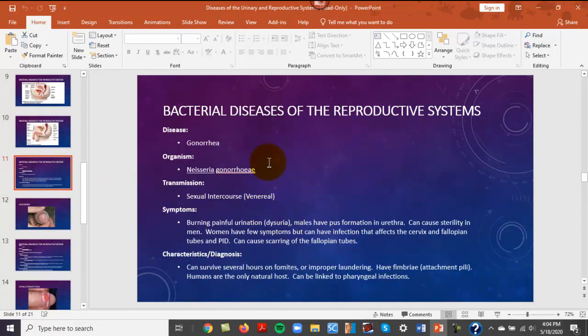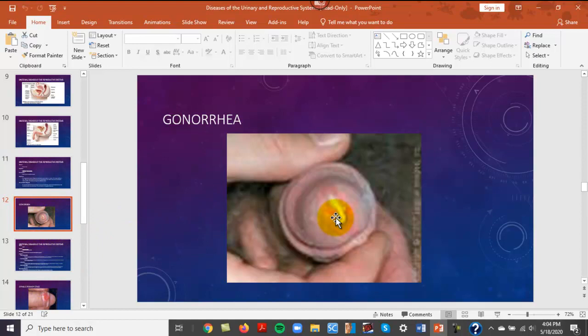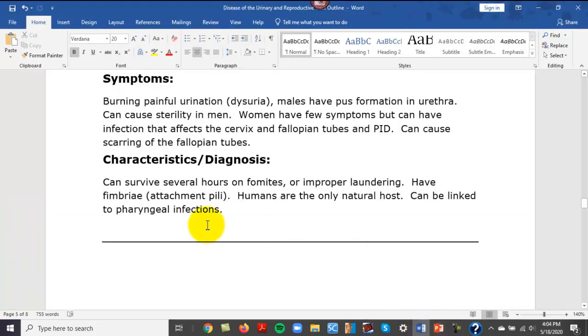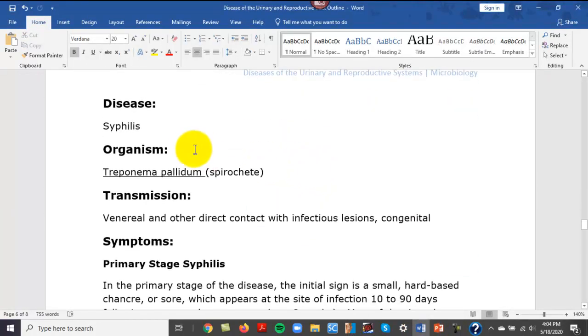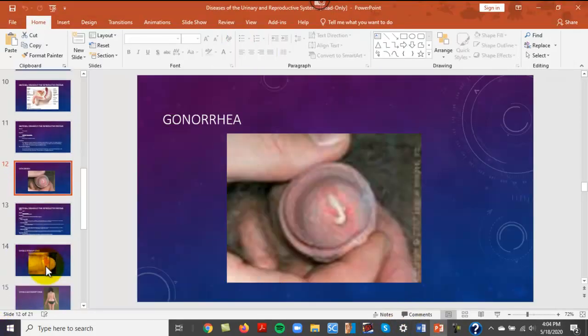It's called the clap because the urethra can become blocked, and somebody has to actually take their penis and smash it together to force the pus out, so the person can void their bladder. That's where it got its nickname, the clap. Syphilis, another bad infection. Treponema pallidum is a bacterial infection. It's a spirochete, which are little ribbon-shaped organisms.